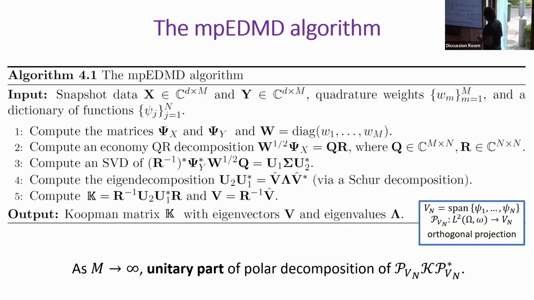Right, so for the notation in what follows, V_n will be the span of these basis functions, and P_{V_n} will be the orthogonal projection from the L2 space to this V_n. There's another interpretation, which I'm probably not going to have time to go into, which is as you collect more and more data, and remember we're assuming that means the G matrix and the A matrix of EDMD converge. This is actually equivalent to the unitary part of a polar decomposition of this compression. So you're taking the Galerkin approximation that EDMD spits out, and you're taking the nearest possible unitary approximation.